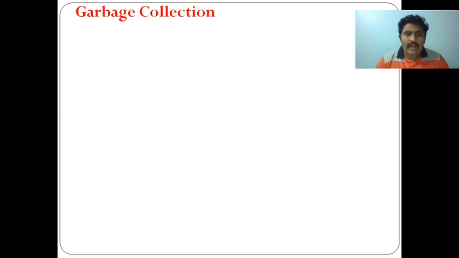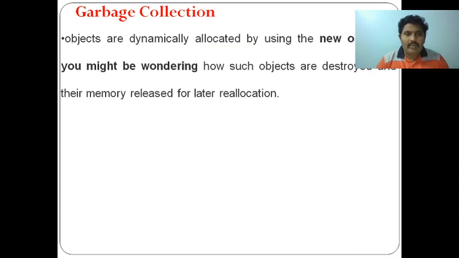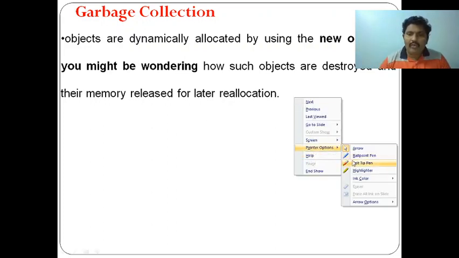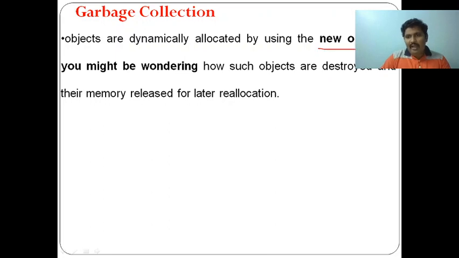Before going to garbage collection, what happens in Java is that objects are dynamically allocated by using the new operator. By using the new operator, we are creating the objects. But we may not worry about how those objects are destroyed and how the memory is released. We allocate memory, but we never bother about how that memory is released and how those objects are destroyed.